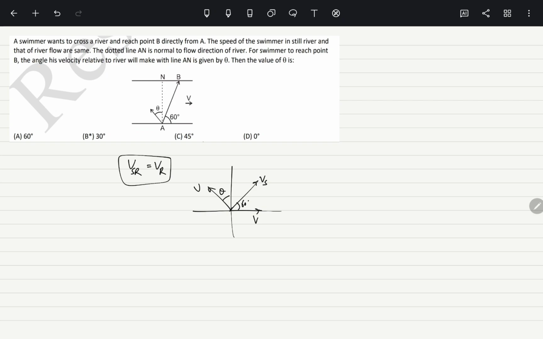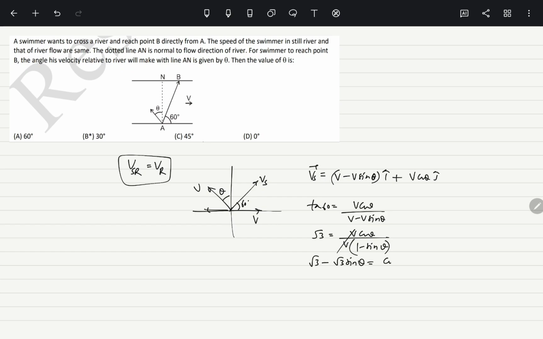Now again, we'll write vs in vector form, so it will be v minus v sin theta i cap plus v cos theta j cap, and this vs is making a 60 degree angle with the horizontal. So we can write tan 60 is equal to v cos theta upon v minus v sin theta. Now it is root 3 is equal to v cos theta upon v common 1 minus sin theta. The v cancels, and if we cross multiply, it is root 3 minus root 3 sin theta is equal to cos theta. So here we are getting a form.